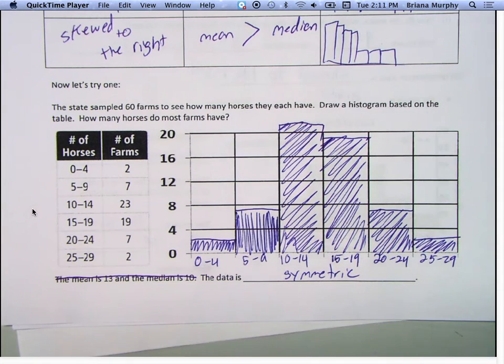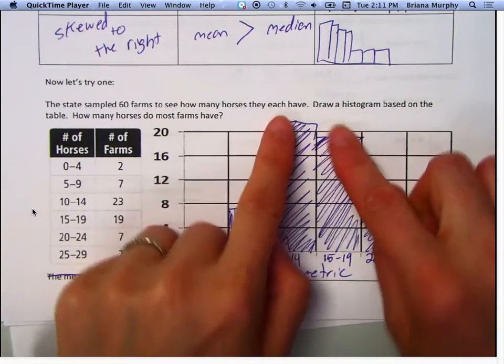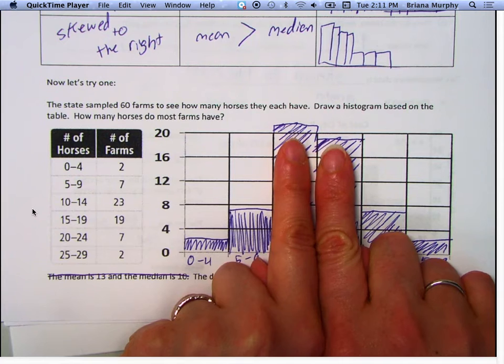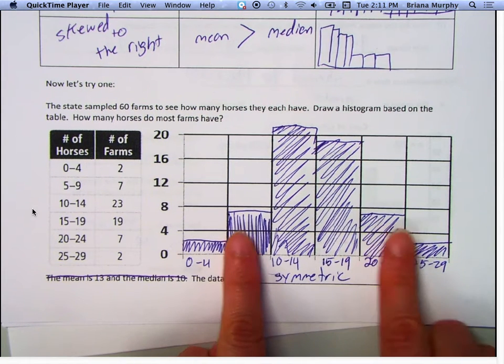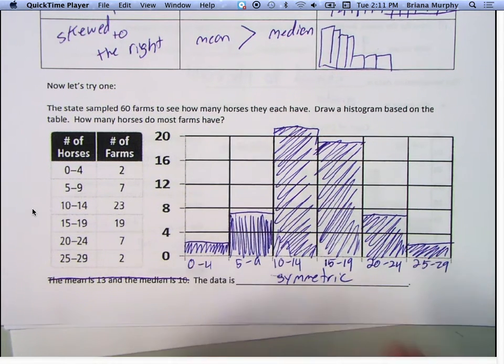Well, what about the one? Hmm? What about 15 to 9? These are very close to being the same, right? And then these are close to being the same, and these are close to being the same. So it's just if they're close. So I think it looks symmetric. Like, the majority of your data is in the middle. All right, let's look at the next one.